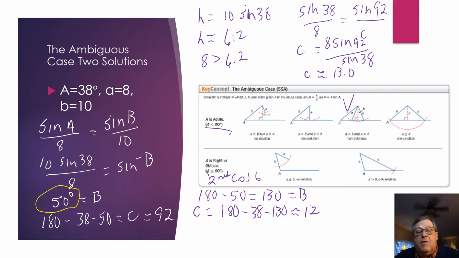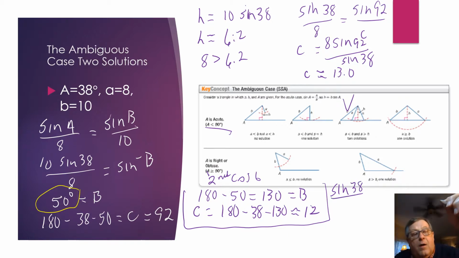And now to finish this off, we just need to find side C when angle C is 12. I'm just about out of room, so we'll put this off to the side like this. So now we have the sine of 38, which we were given, over 8, side A, which we were given, equals the sine of 12 divided by side C.